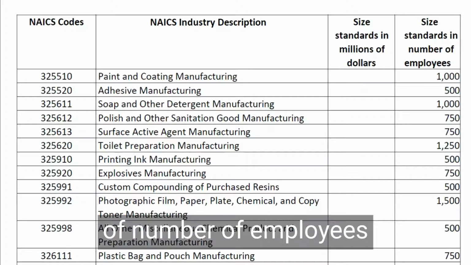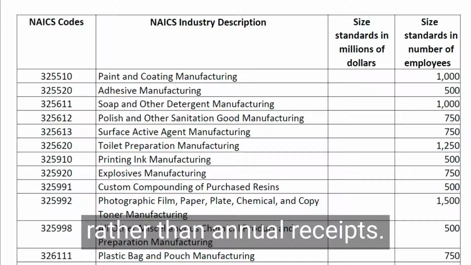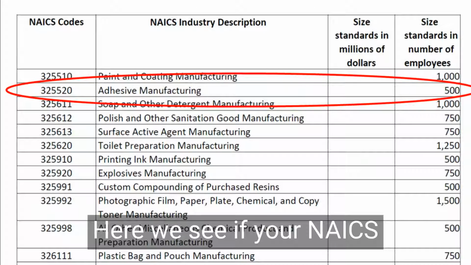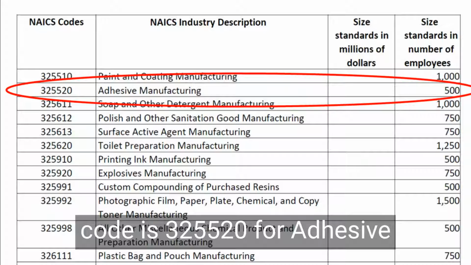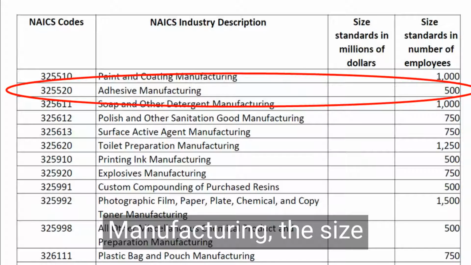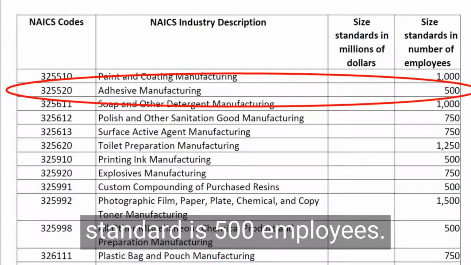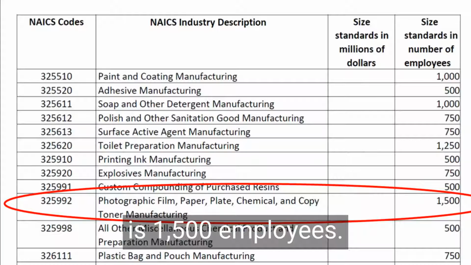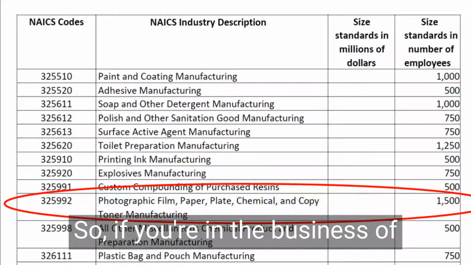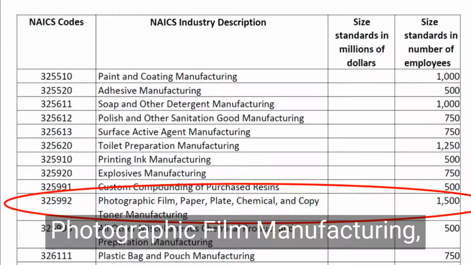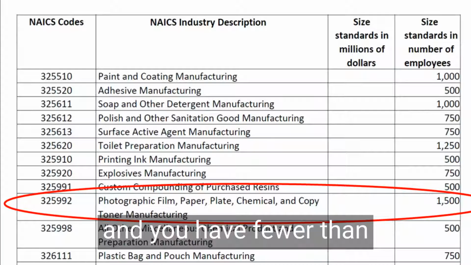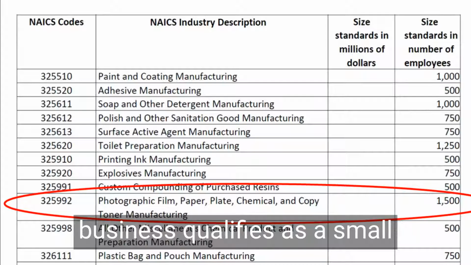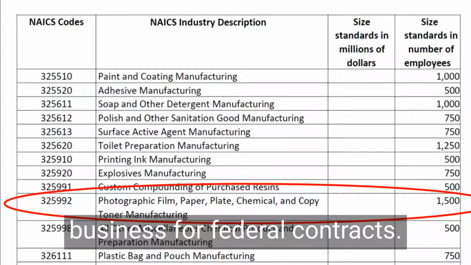Okay, now let's take a look at some manufacturing NAICS codes where the size standard is specified in terms of number of employees rather than annual receipts. You see that in the right-hand column of this table. Here we see if your NAICS code is 325520 for adhesive manufacturing, the size standard is 500 employees. But if your NAICS code is 325992, the size standard is 1,500 employees. So, if you're in the business of photographic film manufacturing and you have fewer than 1,500 employees, then your business qualifies as a small business for federal contracts.